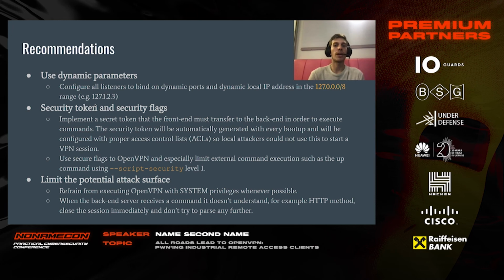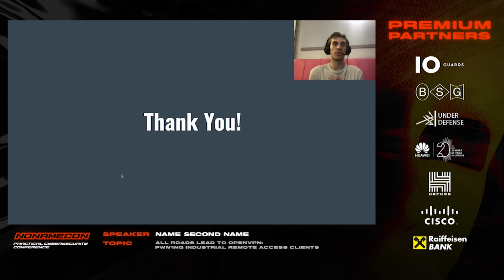They can also add to OpenVPN a policy enforcement to not use the up command. You can read the manual, but to save you some time, you should look for script-security and set it to level 1, which will not allow any arbitrary script to be running with the up directive in the configuration. And you should limit the potential attack surface and refrain from executing OpenVPN with system privileges whenever possible. So these are the recommendations, and this was our research.